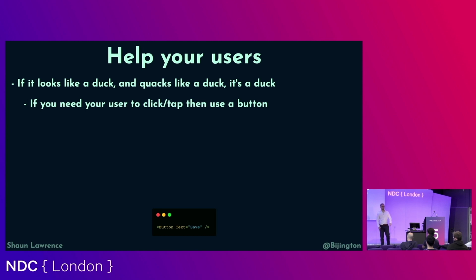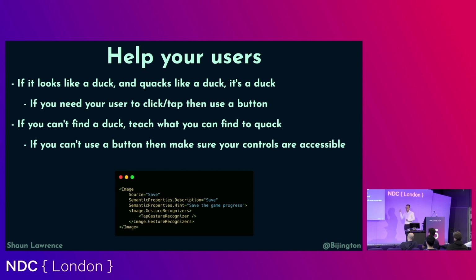So if you use a screen reader, there is actually nothing presented to the user to actually understand how to interact with it. But you can opt in, you can put buttons on the screen, and then manage your control scheme that way. Now, if you can't find a duck, you can teach it to quack. So in some scenarios, you may not be able to use a button. Styling might not be right. You might not be able to get that floppy disk on the screen.